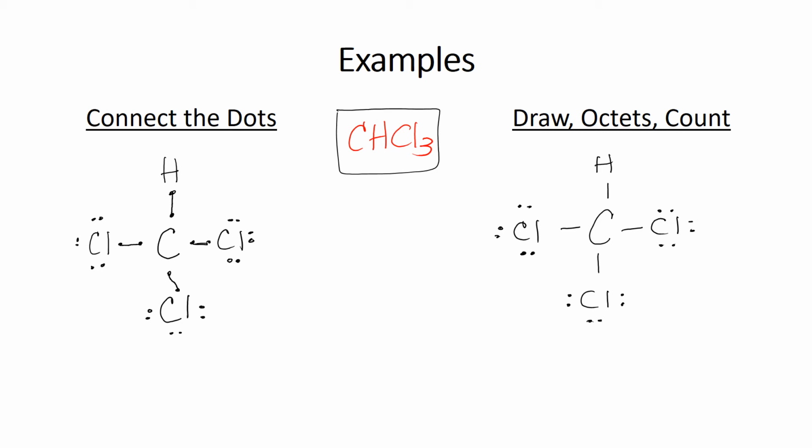Now, when you do that method, it's very important in the end to count to make sure your diagram has the correct number of electrons, because remember, we just added dots to give everybody an octet. So we have to add up all the valences. So the hydrogen has a valence of 1, the carbon a valence of 4, and we have 3 chlorines, each with a valence of 7, and that adds up to 26 electrons. And this picture, in fact, does have 26 electrons, so that means it's correct.